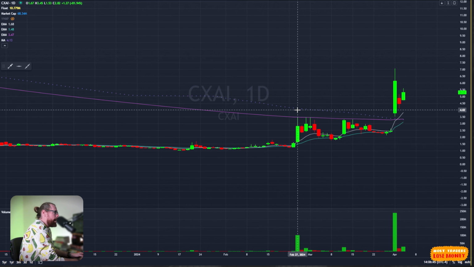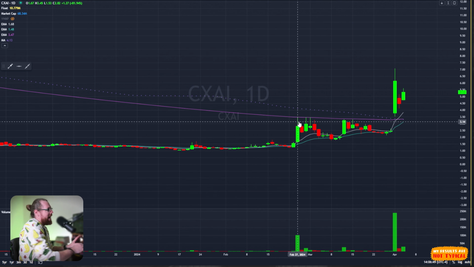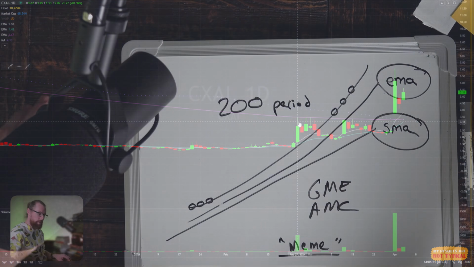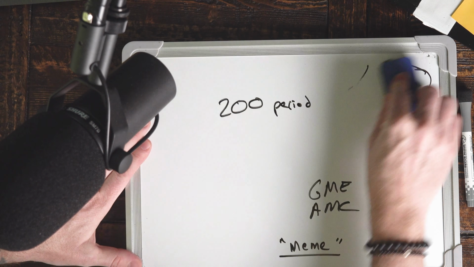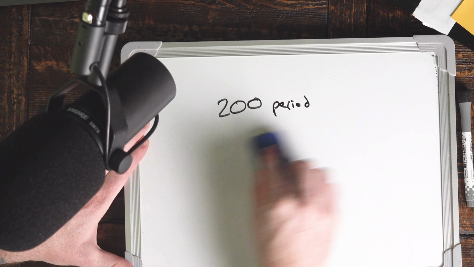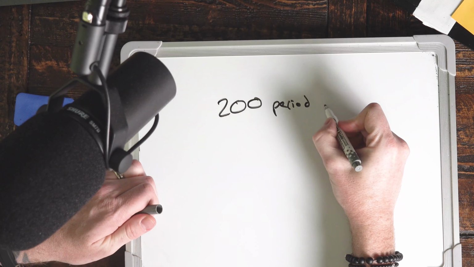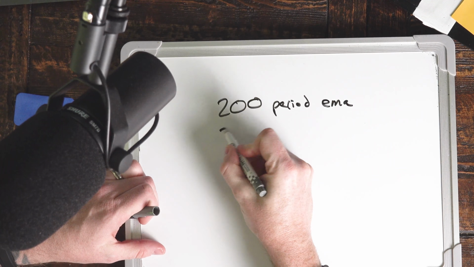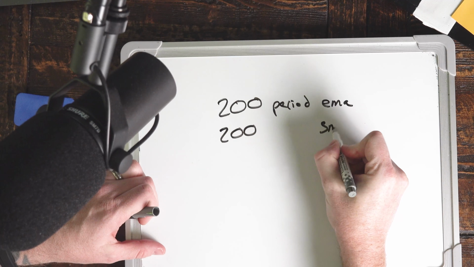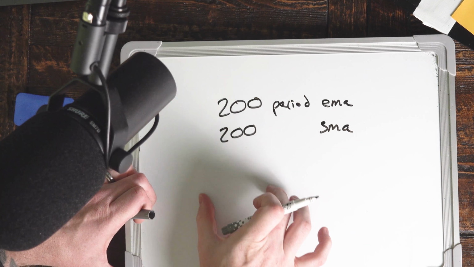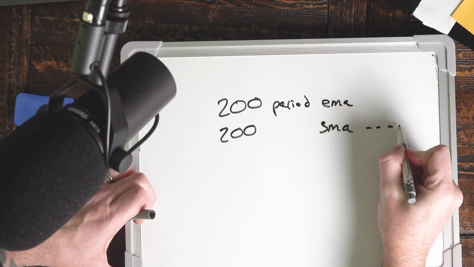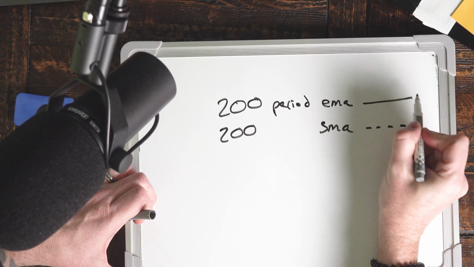And so in that case, I might notice that and then pay more attention to that moving average. However, for the daily chart, these are the moving averages that I use. I'm using the 200 period EMA, the 200 SMA. Those are critical. And this one is in the dotted line, whereas this one is in solid.